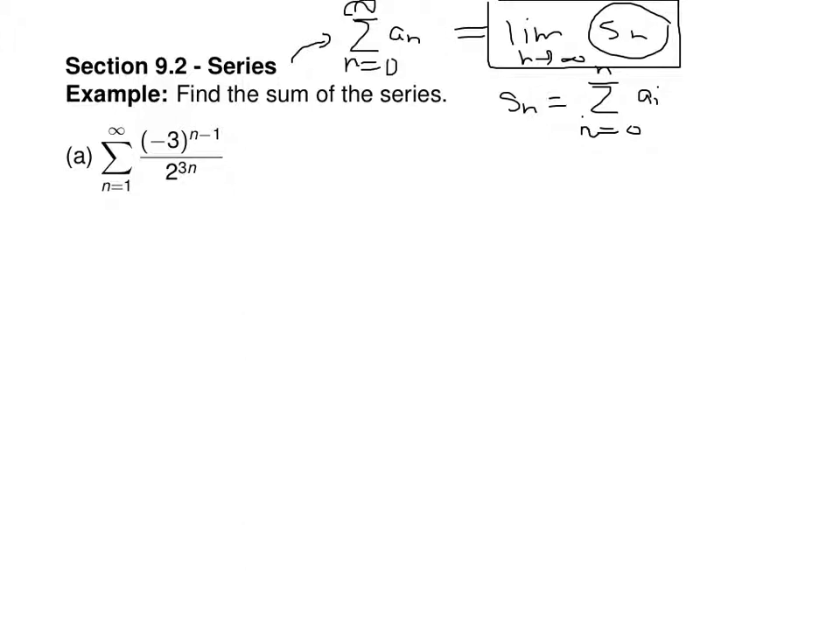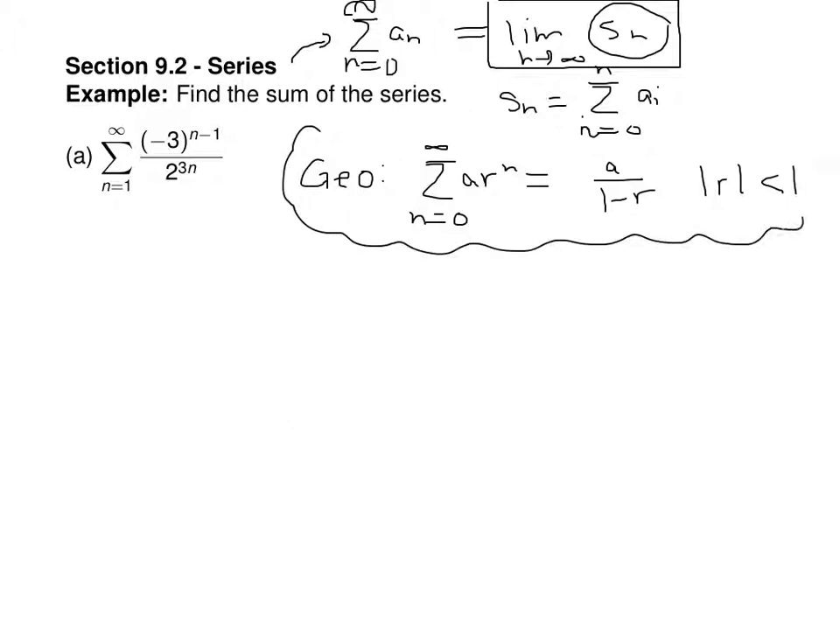Now we had two kinds of series we could actually find the sums of. We had geometric series and we had telescoping series. So this first one is an example of a geometric series. And the geometric series sum was that the sum from n equals 0 to infinity of a r to the n was equal to a over 1 minus r, as long as the absolute value of r was less than 1. So to apply that formula, you're going to have to change the indexing set here so that this starts at 0.